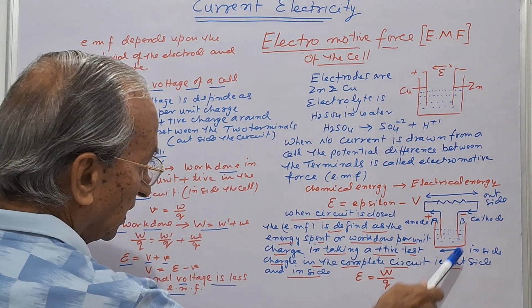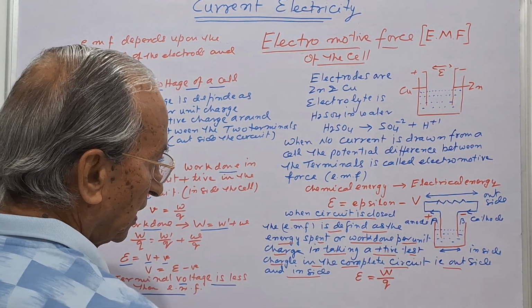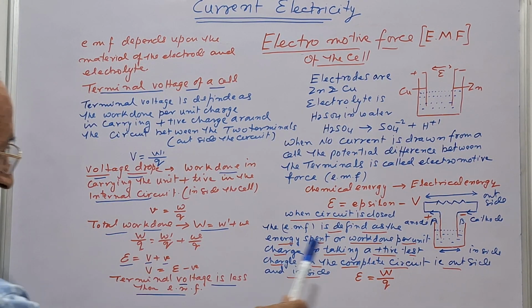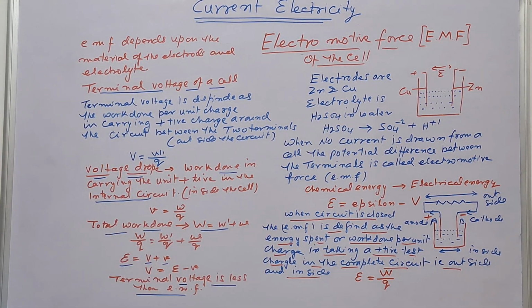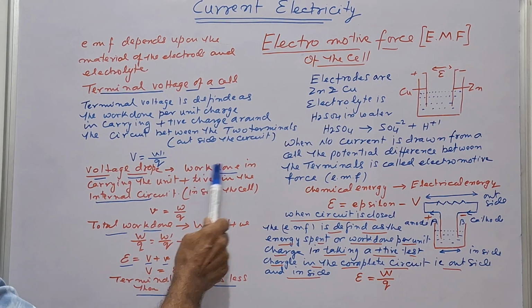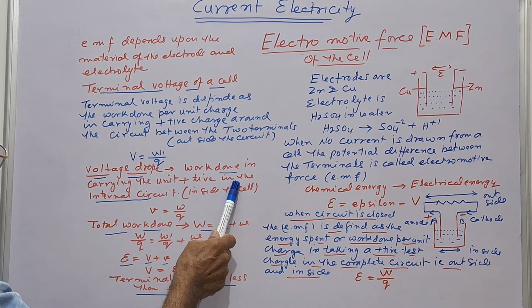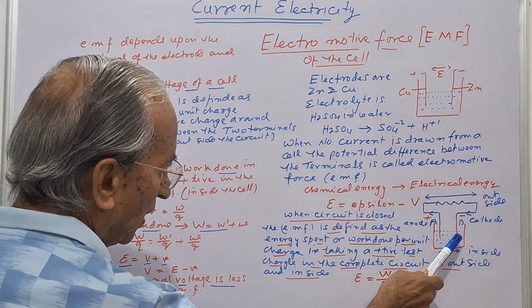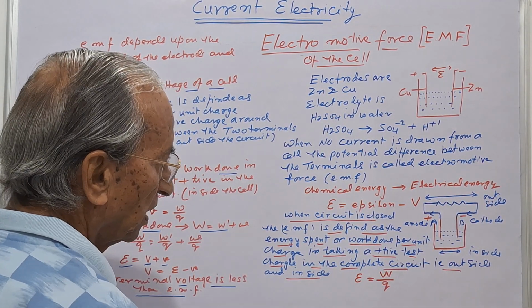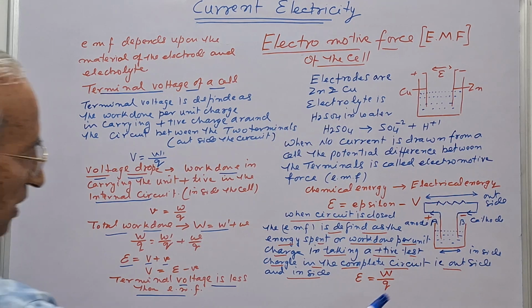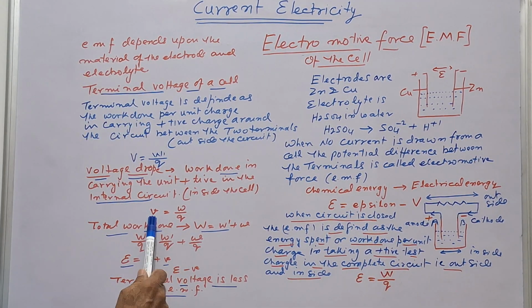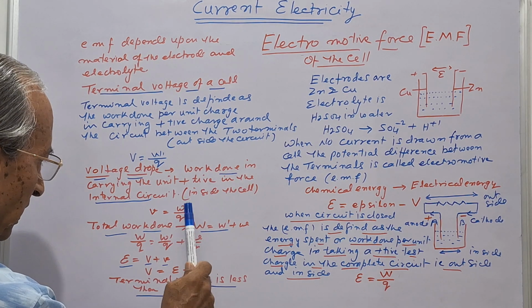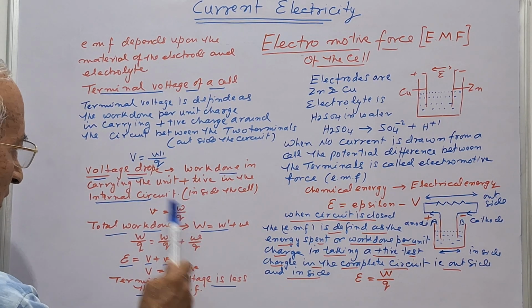Now what happens inside the circuit, that is, inside the cell? It is known as the voltage drop. That is the work done in carrying a unit positive charge in the internal circuit, that is, from B to A. This voltage drop we represent by small v, and it is equal to the work done, which we write as small w, upon the charge Q.